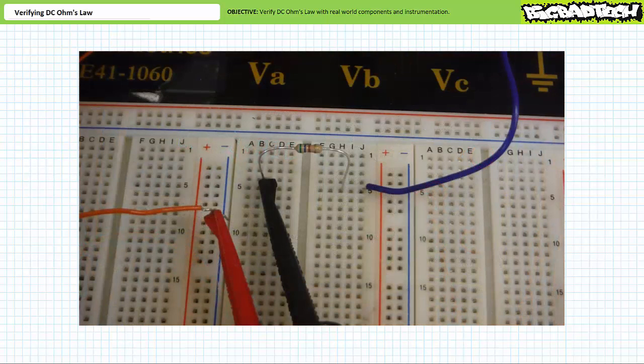the nominal 560 ohm resistor at node 5A through E, through the resistor, out of the resistor at node 5F through J, and into the power supply negative terminal. A complete circuit has been established and all current must pass through the ammeter.